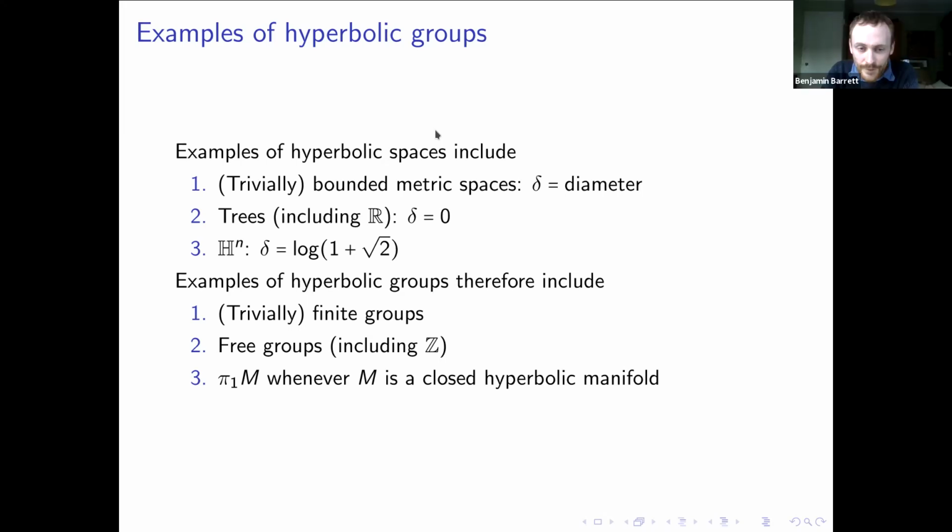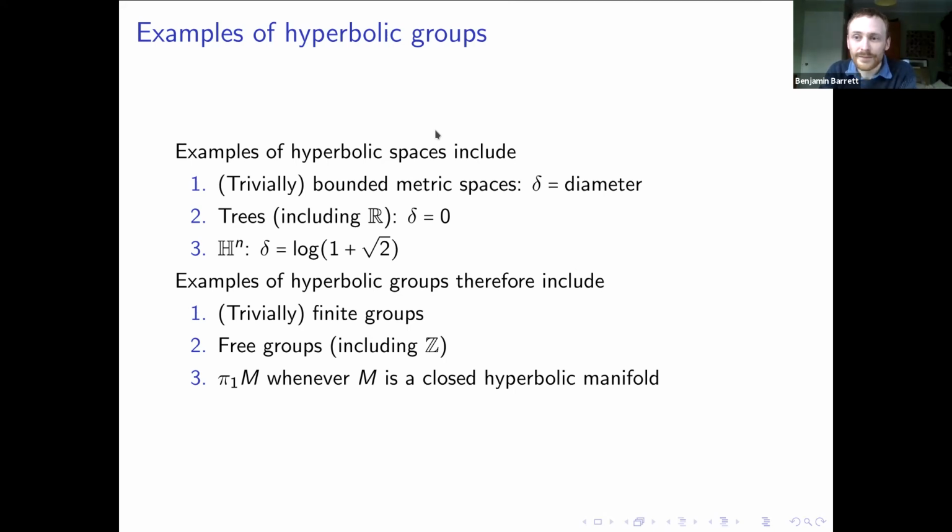And so the boundary of pi1 of m, where m is a closed two-dimensional hyperbolic manifold, is a circle. And then similarly, in higher dimensions, the boundary of pi1 of m, where m is a closed hyperbolic n manifold, is an n-1 dimensional sphere.